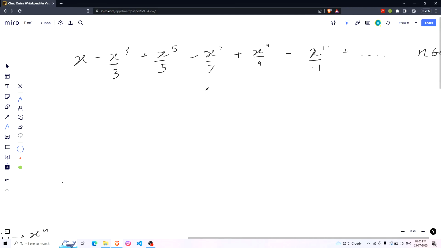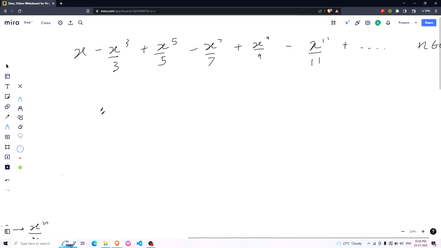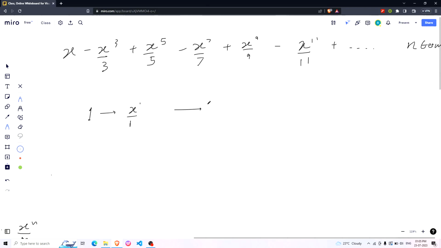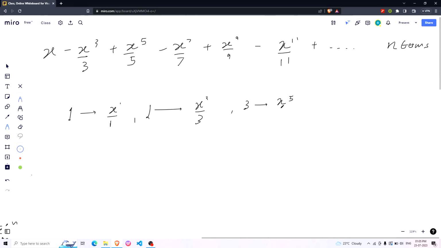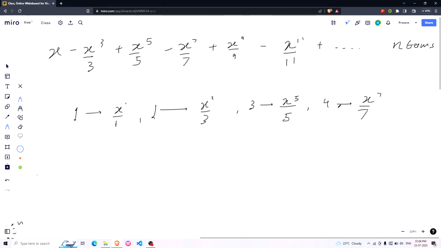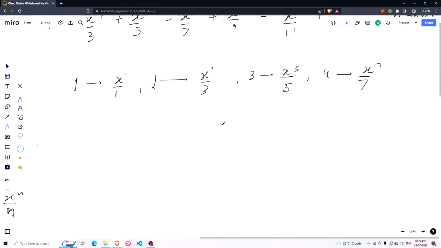Right. So now we need to figure out a pattern in this series also. So let's see. The first term is x, which can also be written as x to the power 1 by 1, and the second term is x cube by 3. Third term is x to the power 5 by 5, and fourth term is x to the power 7 by 7, and it goes like this. So what is the pattern that we can see here?